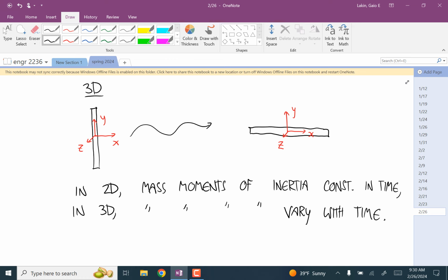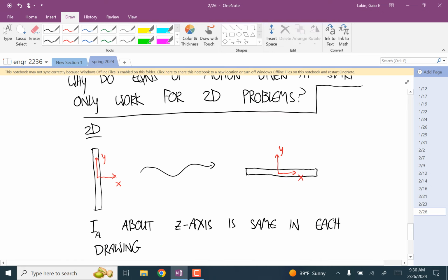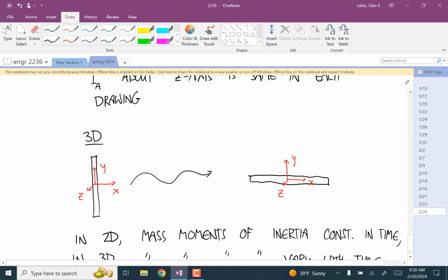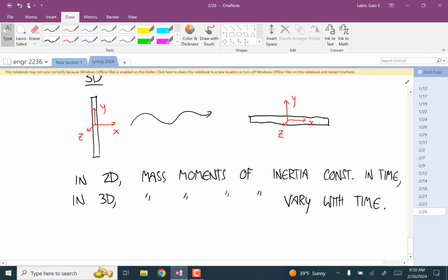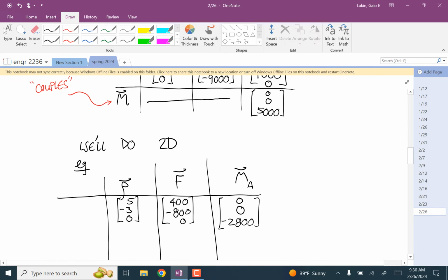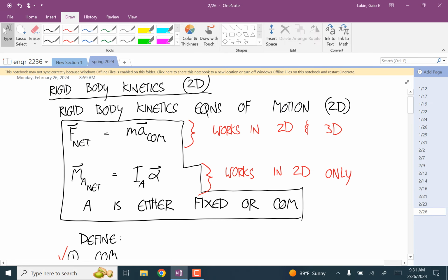Any other questions about this? Okay, so this approach that we're getting into now, we're only going to use for 2D. There's ways around it for 3D, but the problem is that if you look at these equations of motion, what's this I sub A? At one point in the problem it's something, at the next instant it's something else. And so you need to format it in a different way.